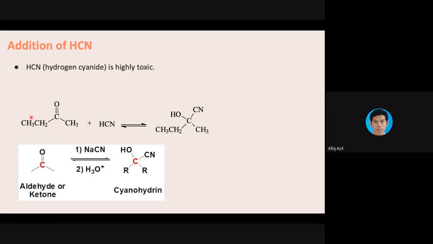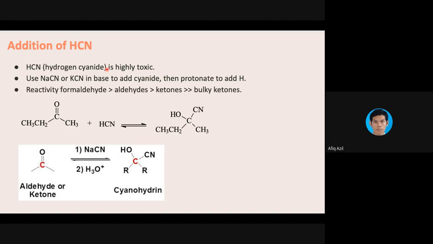And then you have the addition of hydrogen cyanide. The product that you are going to get is what you call cyanohydrin. Cyano because you have the C triple bond N, and hydrin comes from the OH. Nowadays, the hydrogen cyanide, HCN, is normally replaced with sodium cyanide NaCN or potassium cyanide KCN in base, which then protonate to a hydrogen, because hydrogen cyanide is highly toxic.